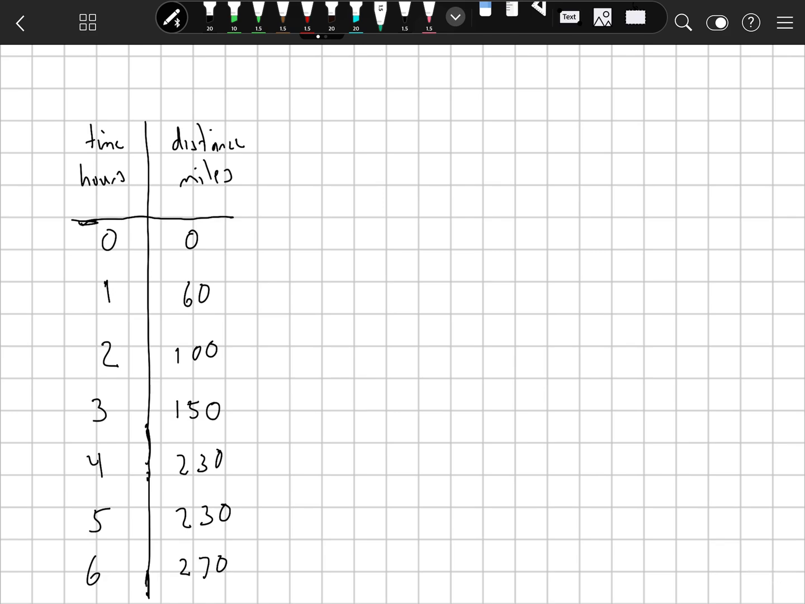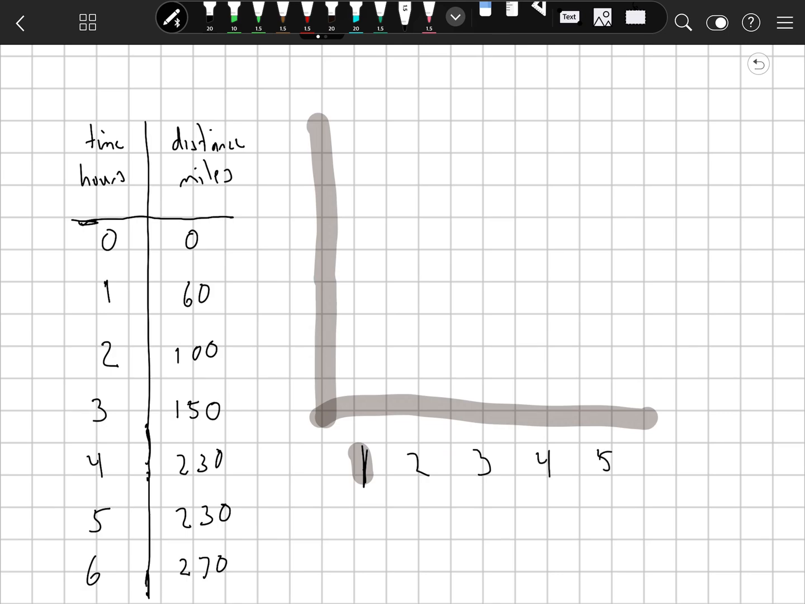All right, let's take a look at this. Time in hours and distance in miles. This might be a family trip or something, and you could almost sketch this, and I think that's what we'll do. We'll sketch this on a y-axis, in a thinner marker. 1, 2, 3, 4, 5, 6, something like that. And so we start here: 0, 0; 1, 60; 2, 100; 3, 150; 4, 230; 5, 230; and 6, 270, something like that.